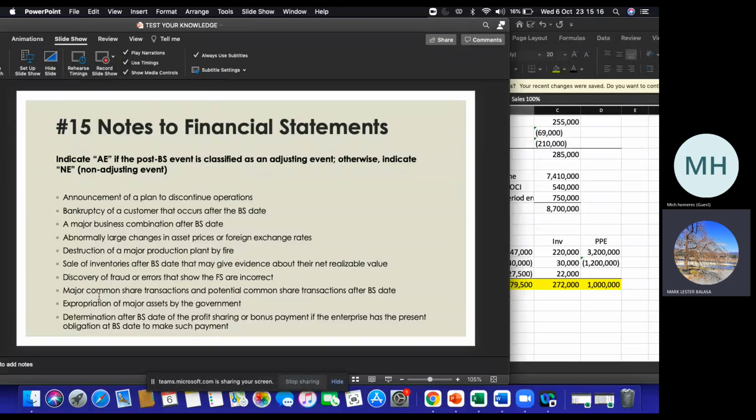Alright? Major common share transactions and potential common shares transactions after the BS date, expropriation of major assets by the government. Ito both are non-adjusting event. And determination after BS date of the profit sharing or bonus payment if the enterprise has the present obligations at the BS date to make such payment is considered adjusting event also. So, patapos na tayo class.